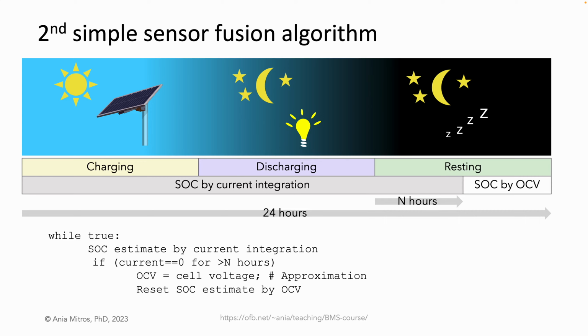A simple algorithm is to estimate state of charge by current integration anytime the battery is not rested, which in this example means during the day when the battery is charging, and in the evening when the battery is powering the house. When the BMS notices that the current has been zero for more than some hours, the BMS switches to assuming that the cell voltage corresponds to the open circuit voltage and estimating SOC by OCV.